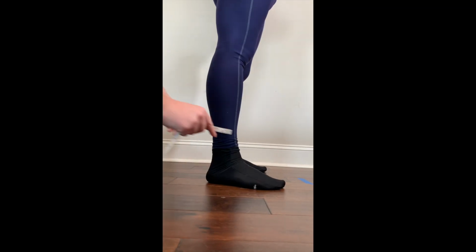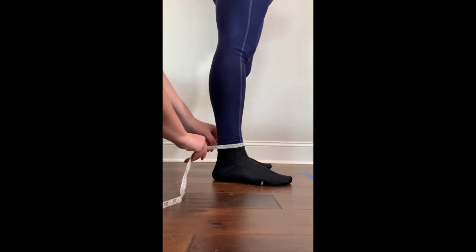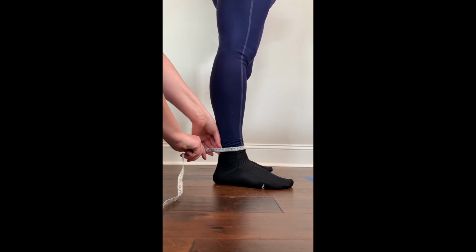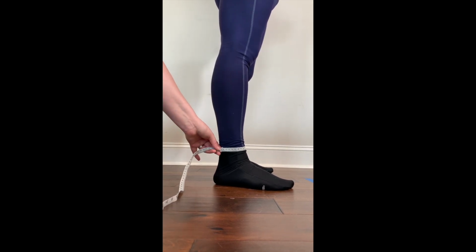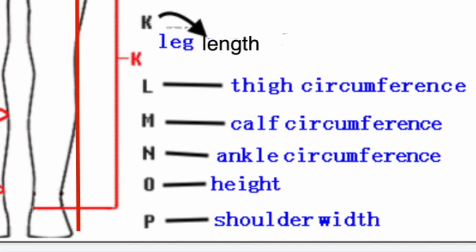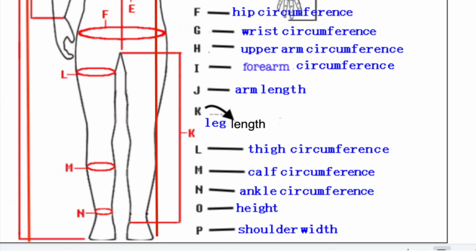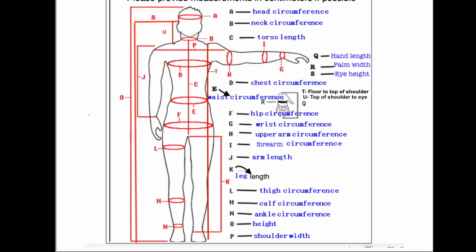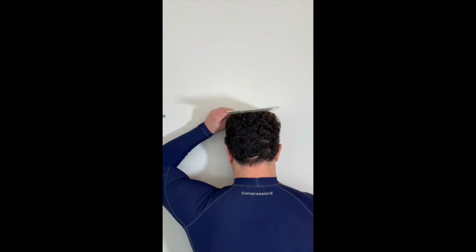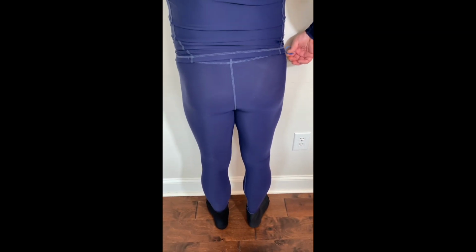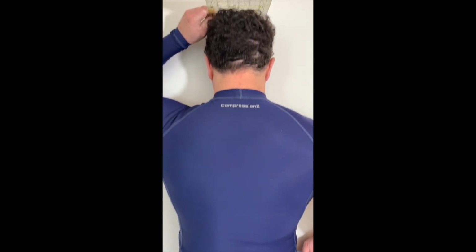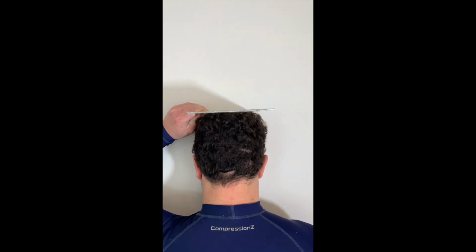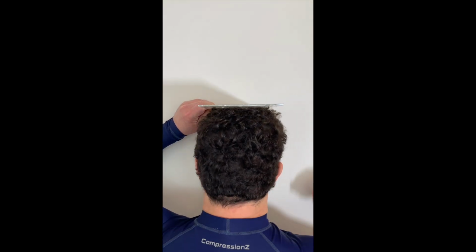Letter N is the ankle circumference. Find your ankle bone, measure just above that around your leg. Letter O is your full body height. We find it helpful to mark your height on the wall with a piece of tape and then measure from that tape down to the ground. If you have a shorter measuring tape, this may include a bit of math.